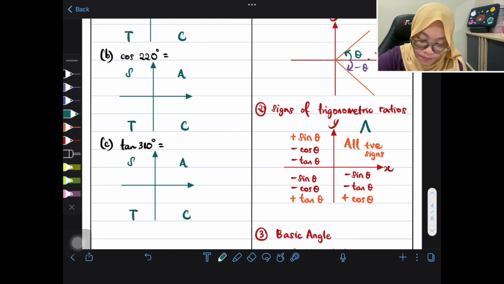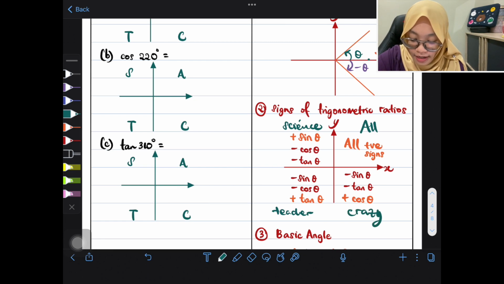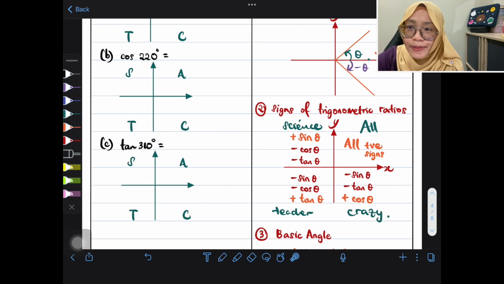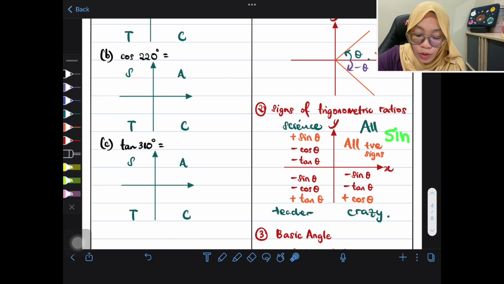All signs teacher crazy. Yeah, all sign teacher crazy. Kenapa all sign teacher crazy? It is just because all dekat sini starting daripada first quadrant. Okay, starting daripada first quadrant, maksudnya all will be positive sign. All yang di sini adalah merujuk kepada ratio yang untuk sin theta, cos theta dan juga tangent theta. All of these three will have positive sign, positive cos, positive tan. Itu yang dia maksudkan dengan first quadrant.